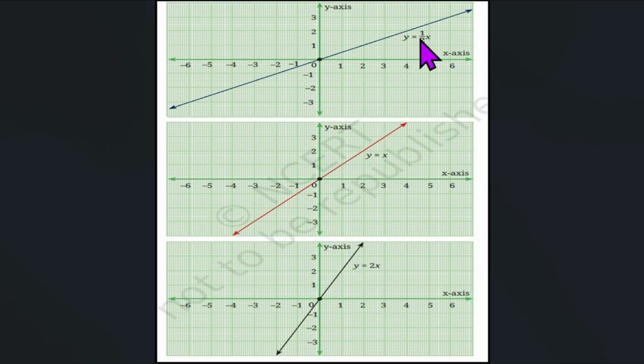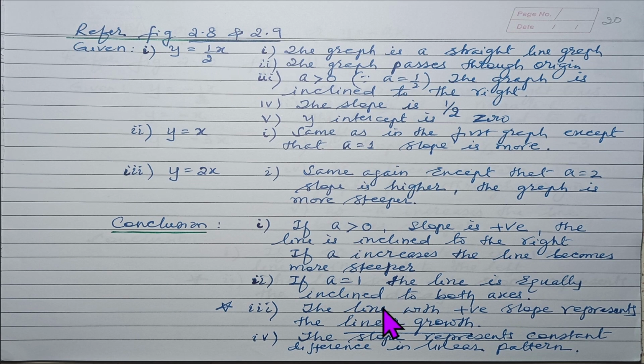That means as a increases, a is greater than 0, the lines are inclined towards the right, and as a increases, the steepness also increases. And in all the three cases, b is 0, and therefore the lines are passing through the origin. So please remember that. Therefore the graphs of y is equal to kx or y is equal to ax are straight line graphs passing through the origin, inclined towards the right side, and having the steepness according to the value of a. Therefore if a is greater, the steepness will be much more. So please remember that, and the same thing I have put across here.